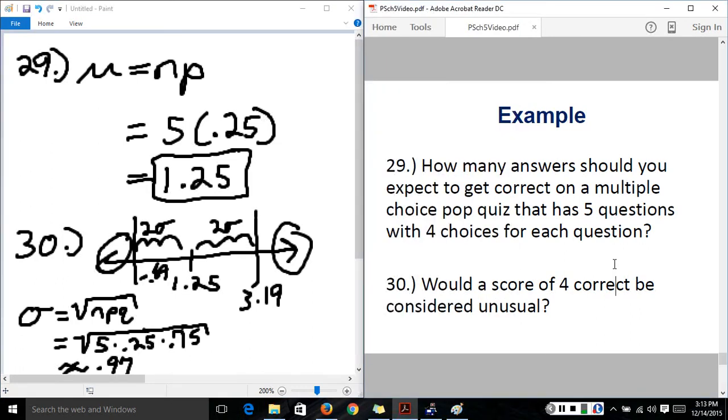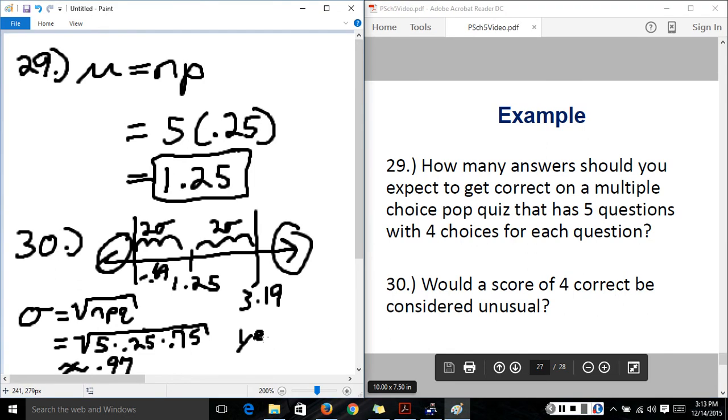All right, now I've got those boundaries set up. Here's the part where I have to make a decision. Is 4 inside the boundaries or outside of them? And as you can see, 4 would be greater than 3.19, so a score of 4 correct would be unusual. That's a yes.